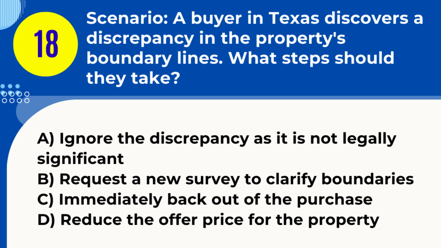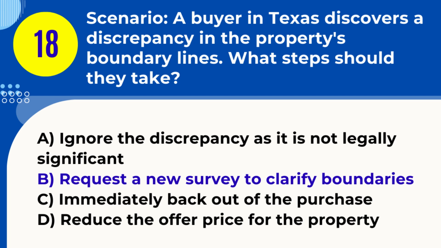Question 18. Scenario: A buyer in Texas discovers a discrepancy in the property's boundary lines. What steps should they take? A. Ignore the discrepancy as it is not legally significant. B. Request a new survey to clarify boundaries. C. Immediately back out of the purchase. D. Reduce the offer price for the property.